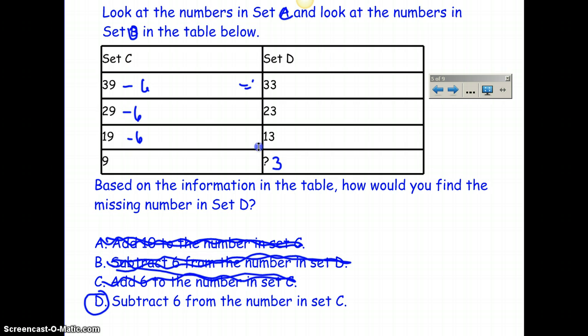So you see how I had to mark on the chart and figure out the pattern between these numbers, and find the correct answer. Okay.